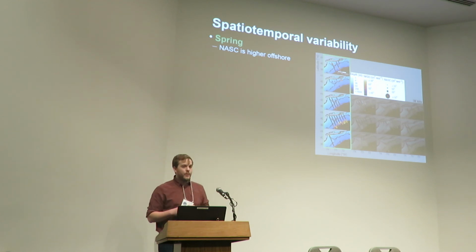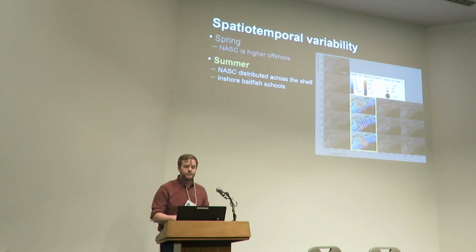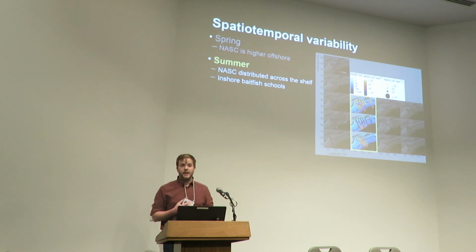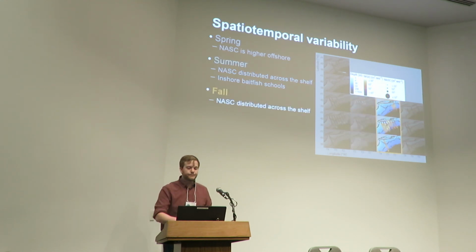And really the take-home point here is that NASC tends to be greater offshore. Comparatively, in the summer, NASC is distributed across the shelf, so you have biomass not just near the shelf break, but both inshore, middle of the continental shelf, and at the shelf break. And you see these very large inshore blips that correspond to expected bait fish, so things like Atlantic menhaden, as well as feeding marine mammals like humpback whales that register.